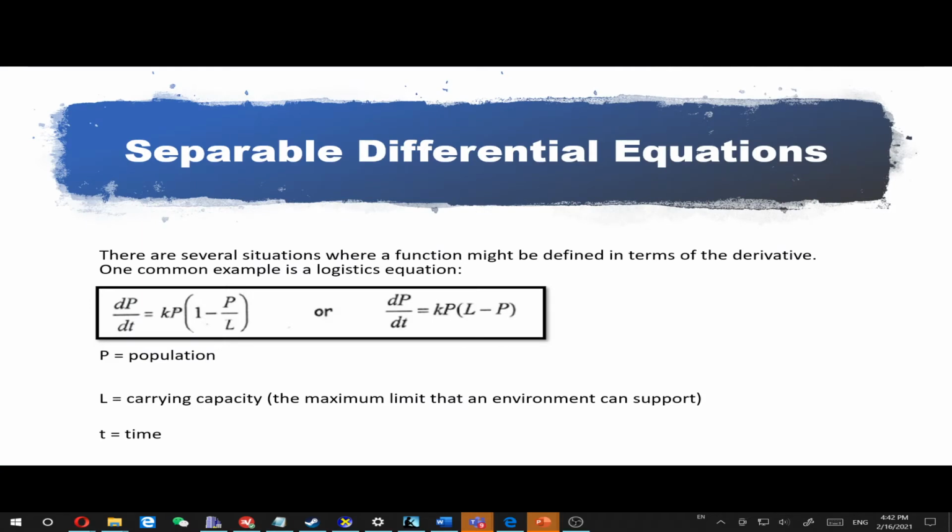Okay, I don't know if this is new. I think I've done this with one class and not the other, so I can't remember which one's which, so this might be new stuff, I'm not sure. But I want to talk about separable differential equations, which are a new type of equation that we use when we're talking about real-world population growth.